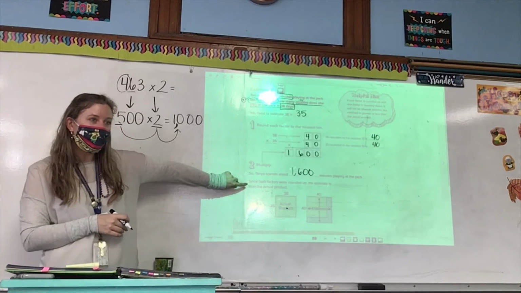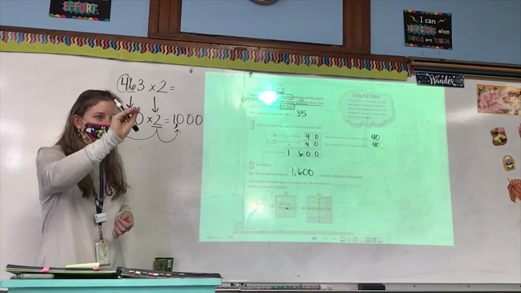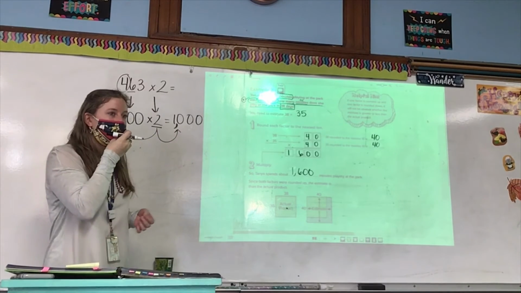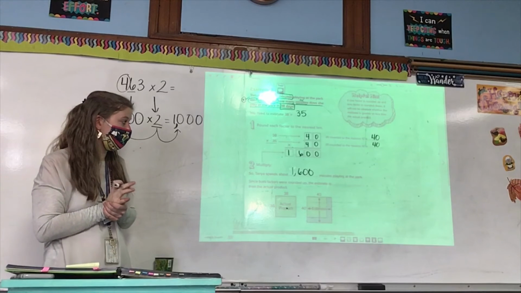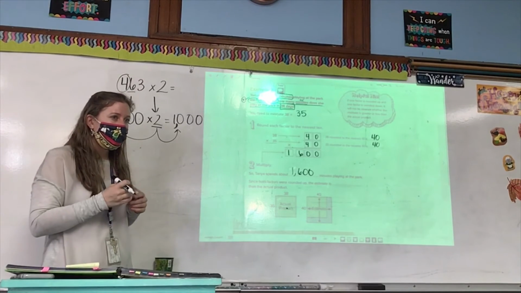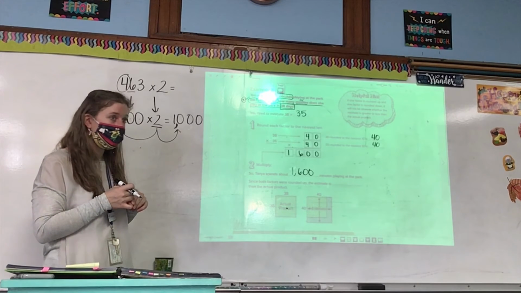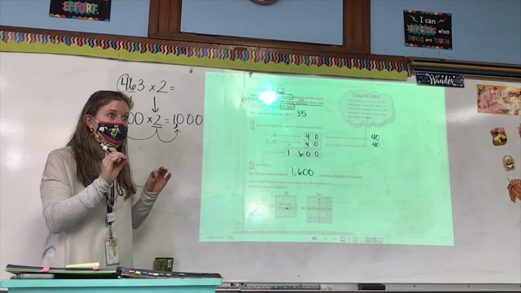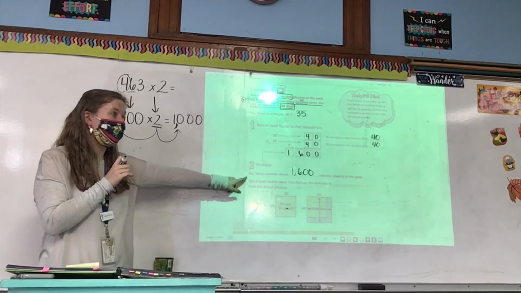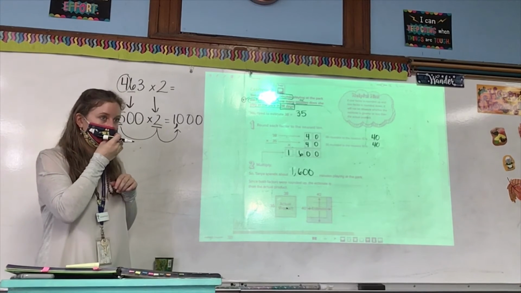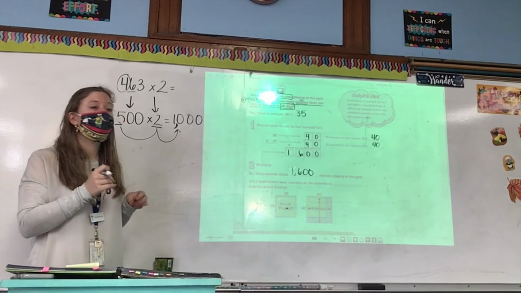Mason, can you read this next sentence and fill in the blank? Read it, fill in the blank in your head first. Then go ahead and read it and fill in the blank for us. Since both factors were rounded up, the estimate is higher than the actual product. Well, let's use those math words. Remember, greater than or less than are our math words. So read it again with the math words. Since both factors were rounded up, the estimate is greater than the actual product.